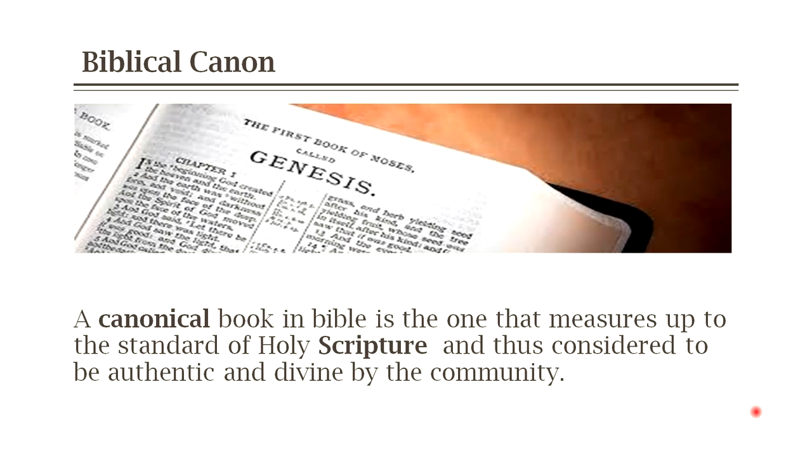The word canon was first used with reference to the Bible. In the Bible, there are canonical books and non-canonical books. A canonical book is the one that measures up to the standard of the Holy Scripture, or everyone agrees to its authenticity, and it is included in the official text of the Bible. And it is considered as divine by the community. While for a non-canonical text, the community is divided regarding its authenticity.